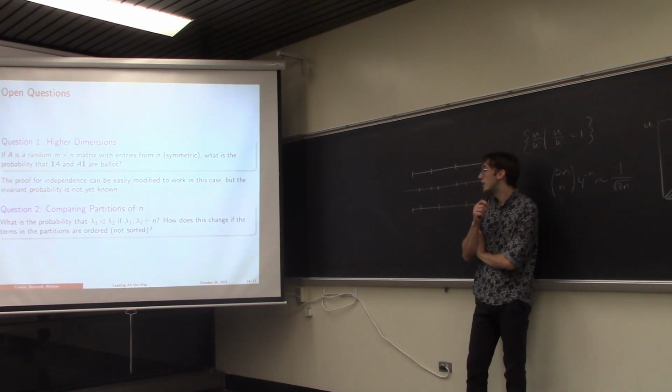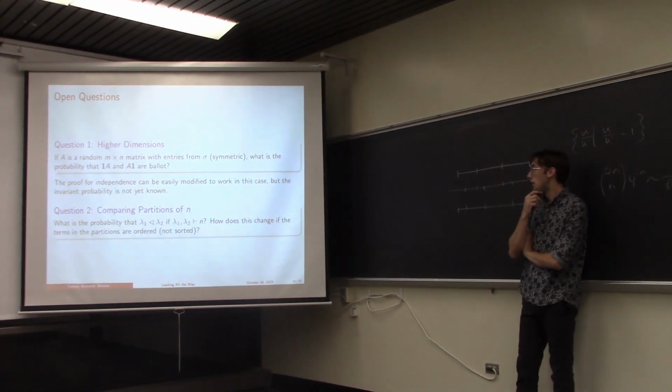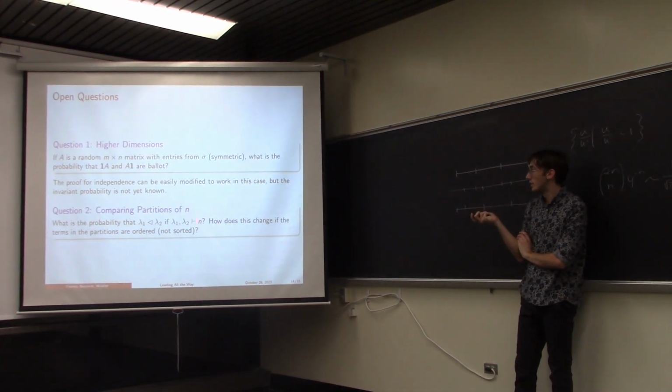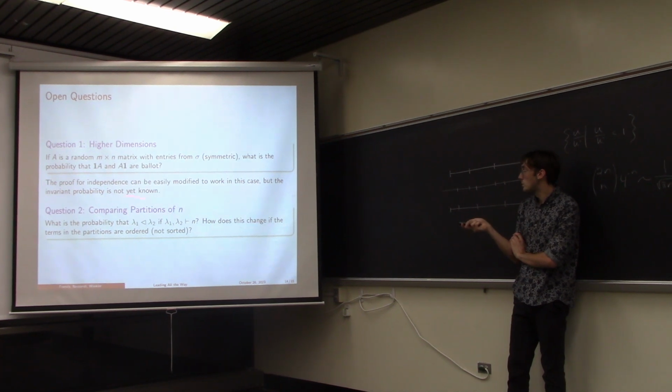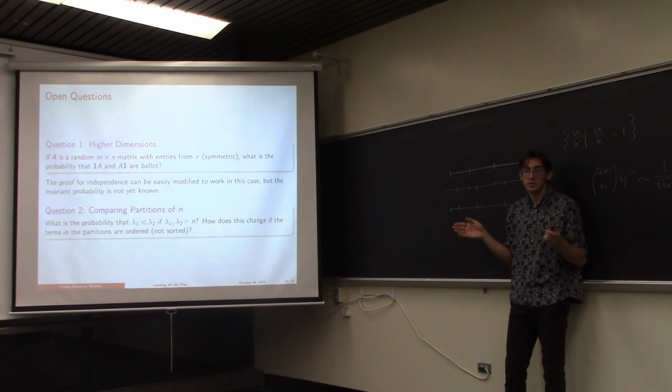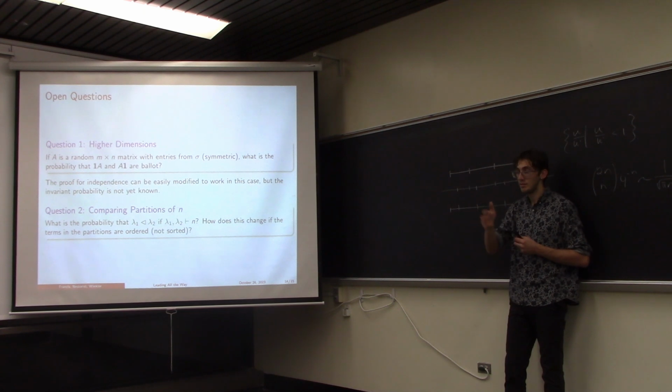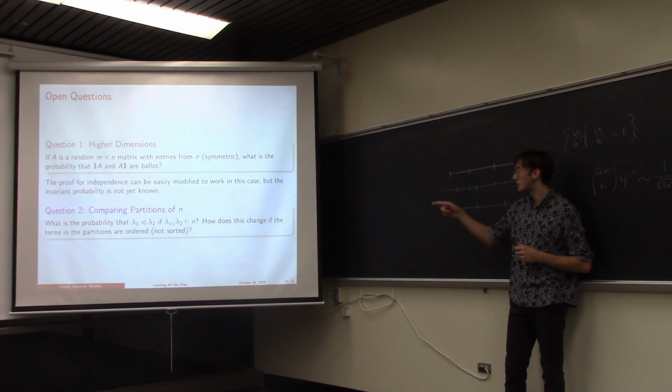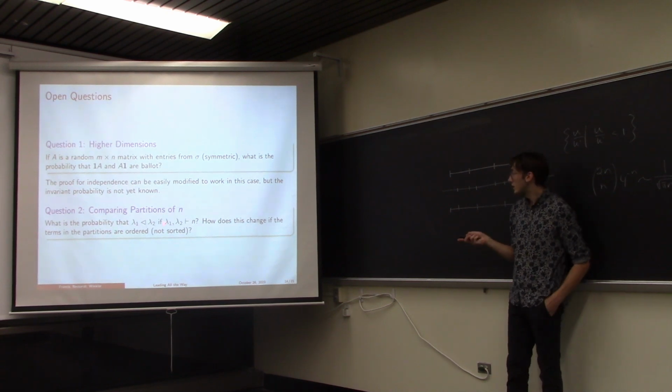And the other open question is comparing partitions of n. And this is actually where everything started. So if you don't know, a partition of n is a sequence of weakly decreasing integers that sum to n. And they're written like this, lambda 1, lambda 2, a partition of n. So we want to know the probability that lambda 2 majorizes lambda 1.